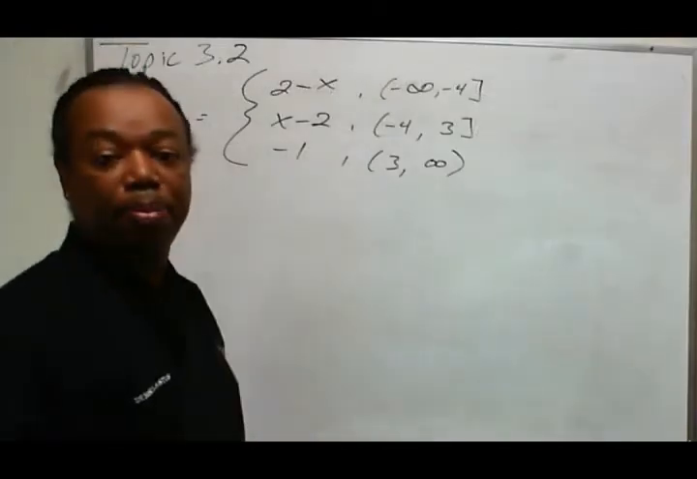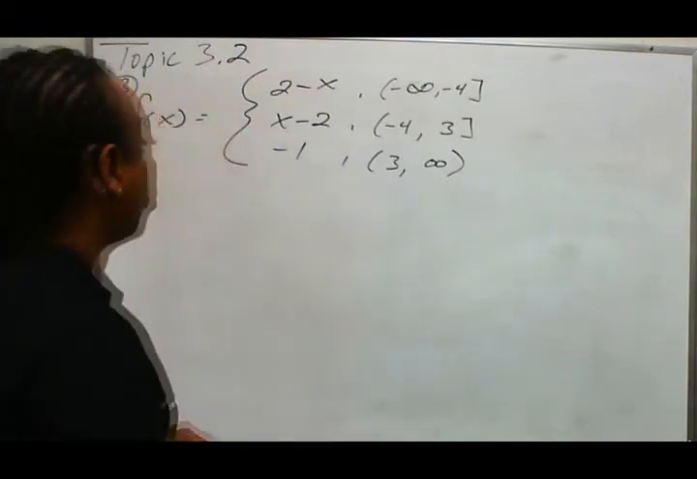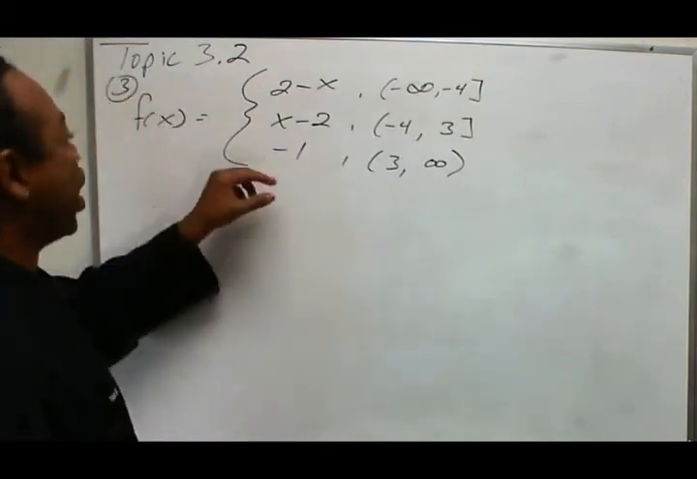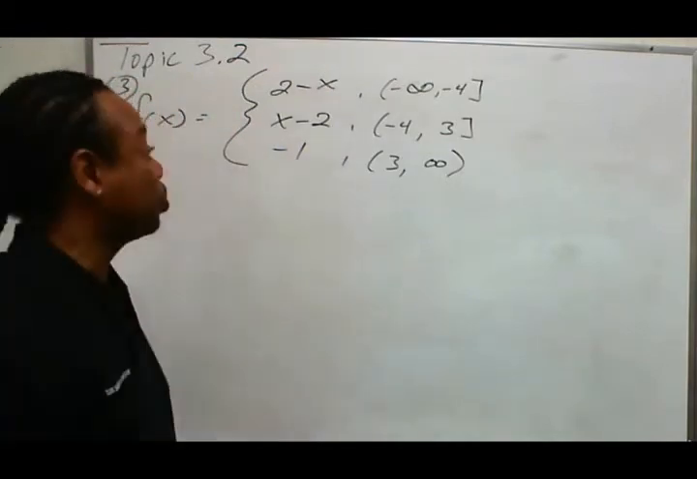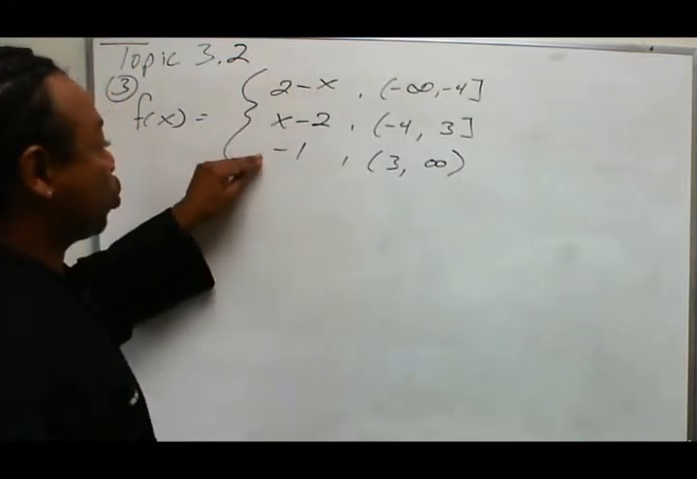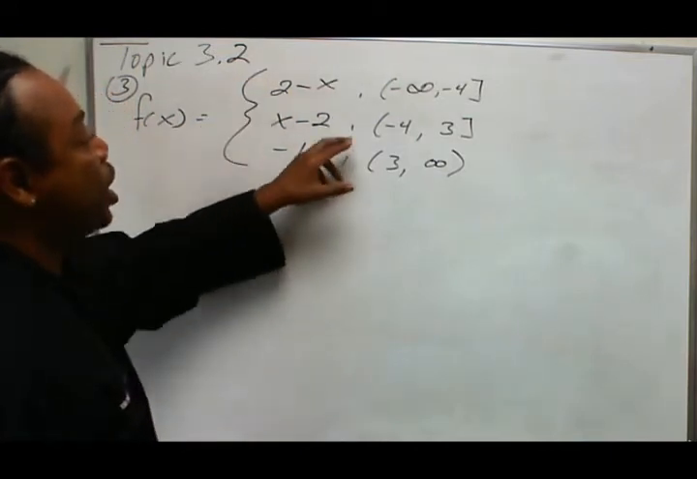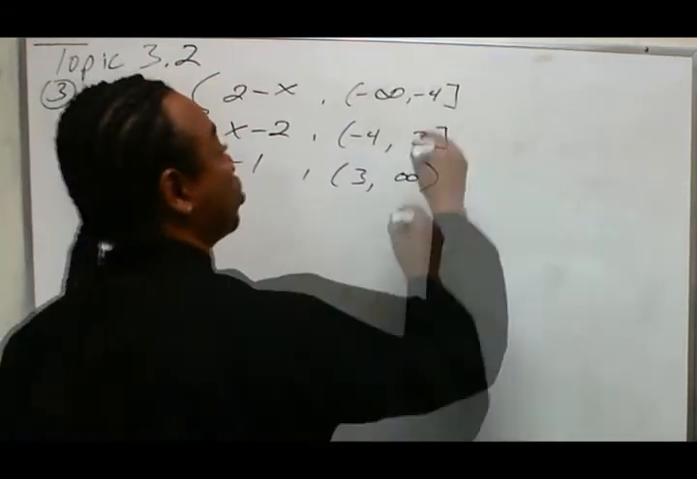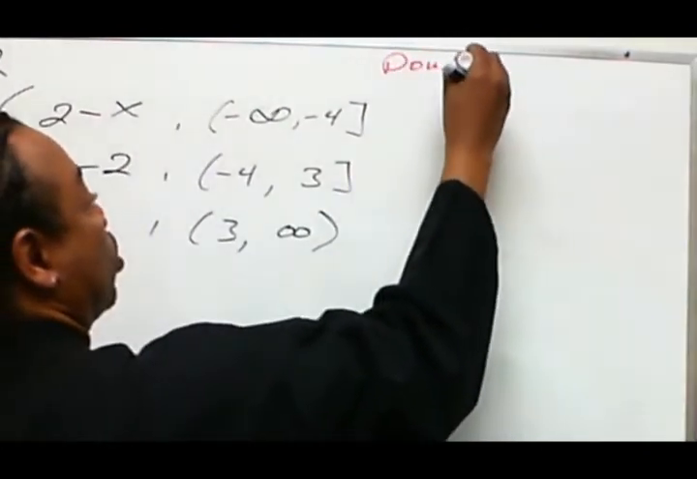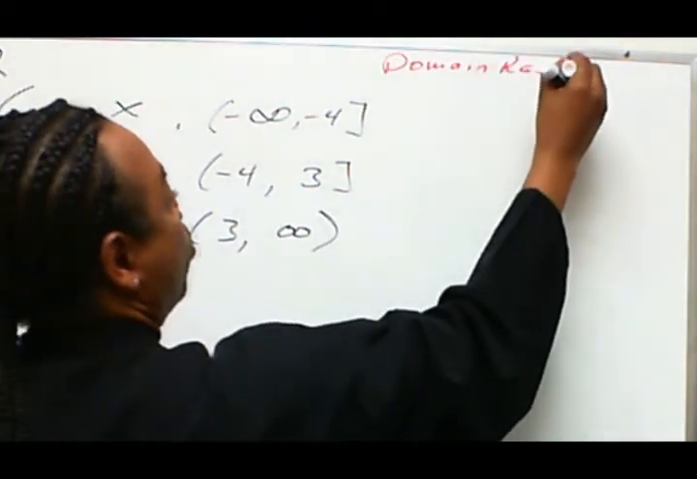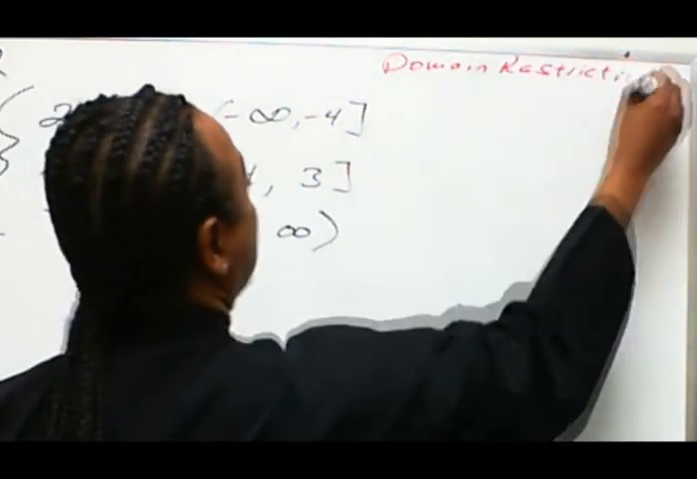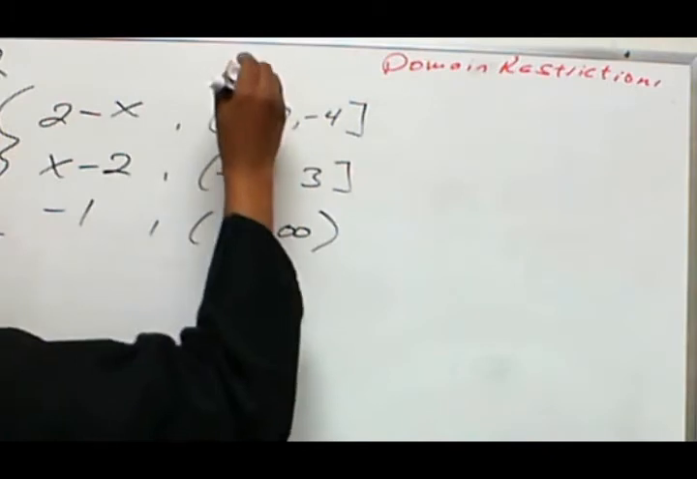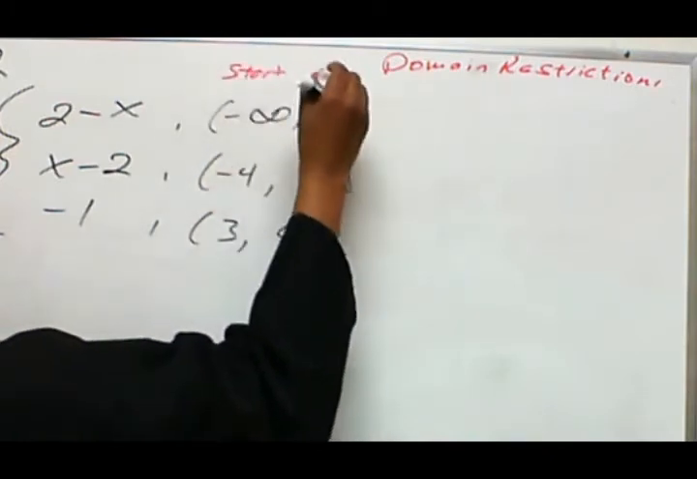Next, we'll be making piecewise graphs. Piecewise basically contains more than one equation. These are 3 equations that we're going to have to graph. And these are what we call domain restrictions. And what domain restrictions basically tell us is where to start and where to stop.